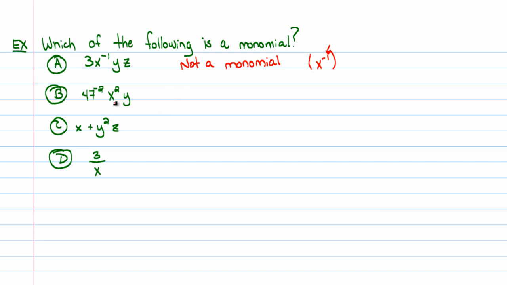The second one, let's verify that we have one term here. We do. Let's verify that the powers on the variables are all natural number exponents. That's x to the second, which is a natural number, and y to the first, the 1, is a natural number. So it does seem to fit. This is a monomial.